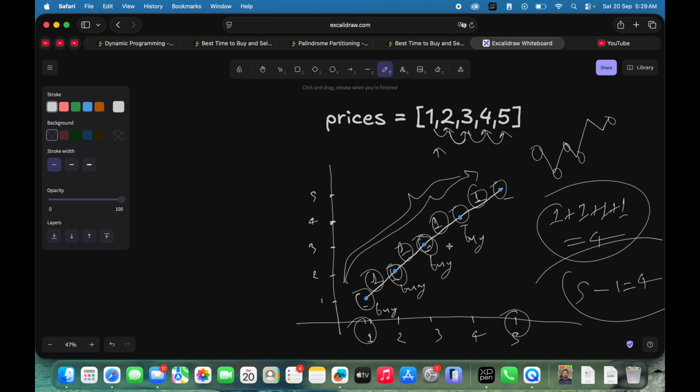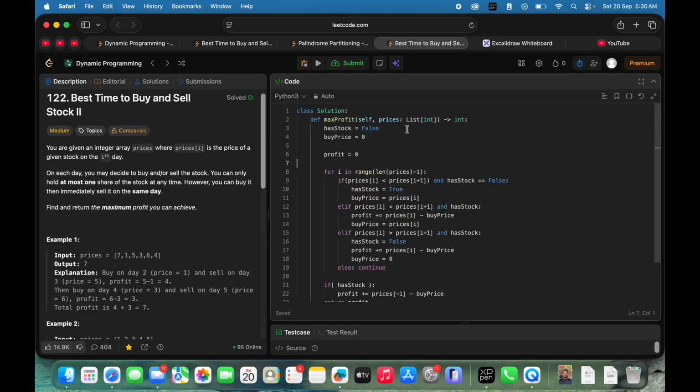But I believe that buying on each place or each point is actually a little bit more intuitive for beginners and most people, to be honest. Buying on each place and selling on each place is a little bit more intuitive for me also. So that's how I coded it. So here is the code for this problem.